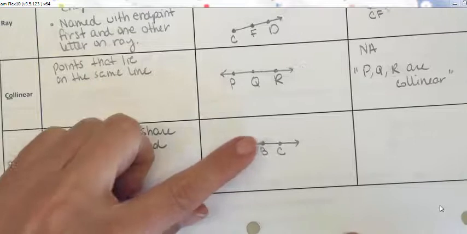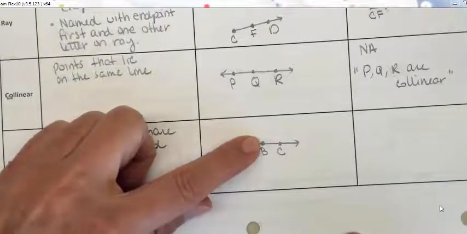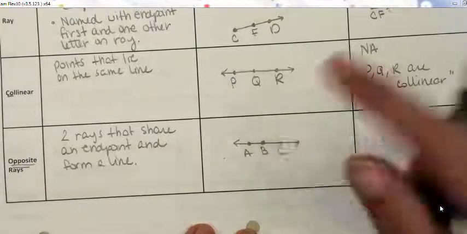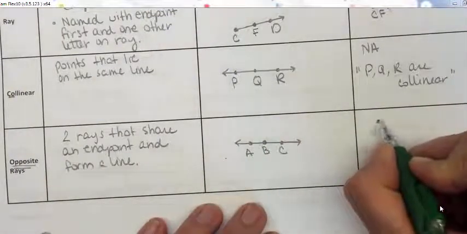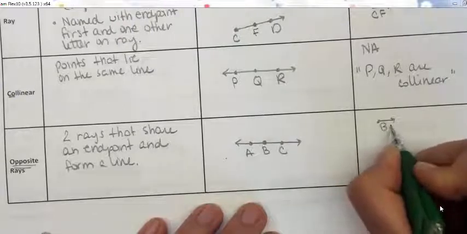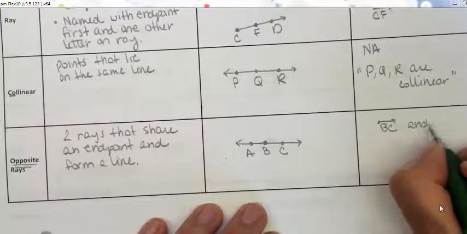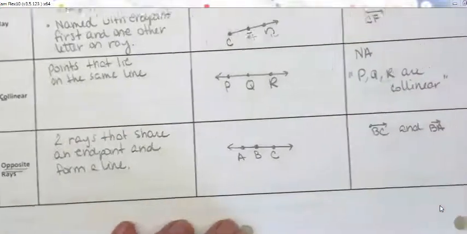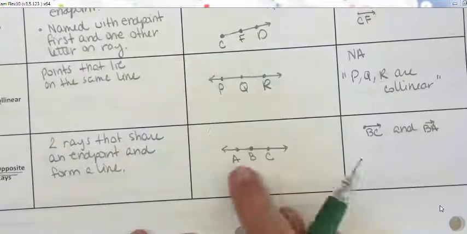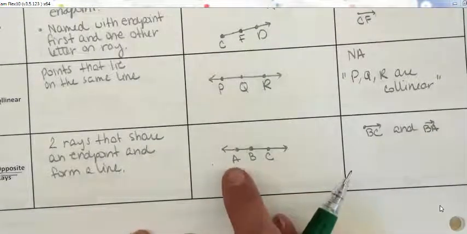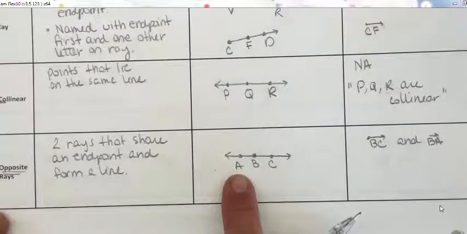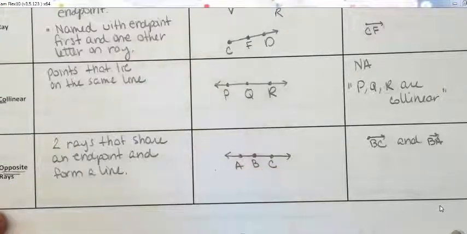So one ray that we have here is ray BC. And the other ray that we have is ray BA. Notice they share the same endpoint B. So I'll say that ray BC and ray BA, those are our two opposite rays. Even though it looks like a line, you could also name a line here. You could name this line AB, line AC, line BC, or any combination like that.